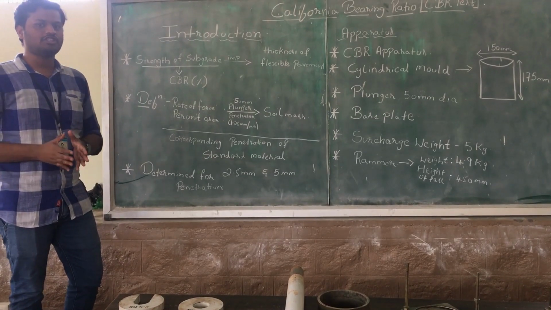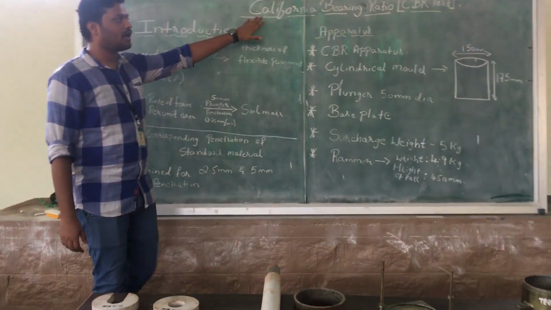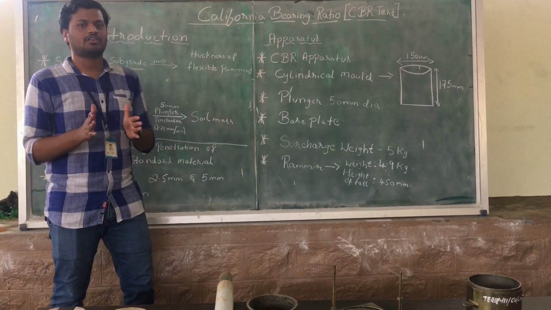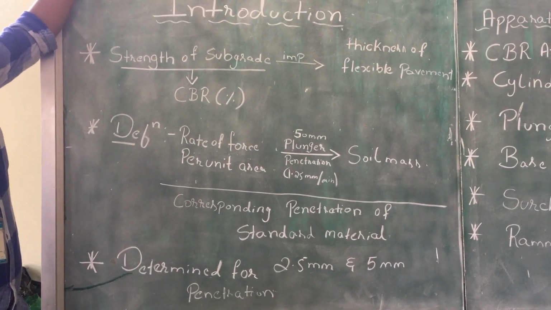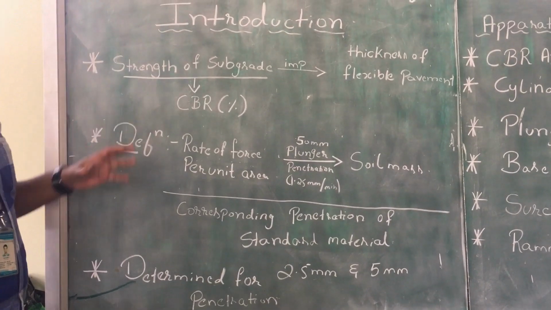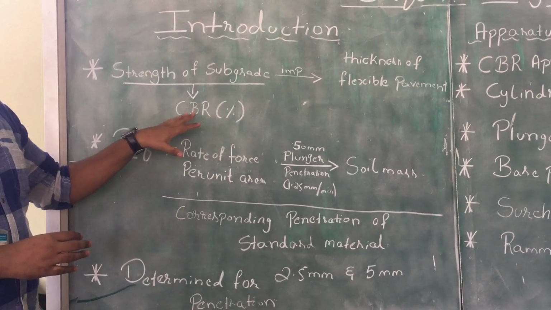So everybody welcome to the Geotechnical Engineering Laboratory. Today we will discuss the California Bearing Ratio Test, which in short is also called the CBR test. Why is the California Bearing Ratio important? In order to determine the strength of subgrade, we use the California bearing ratio.